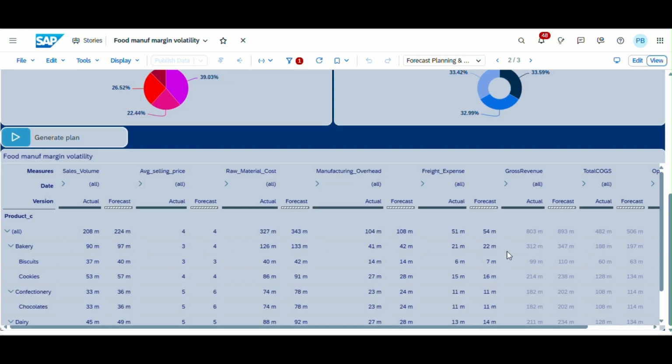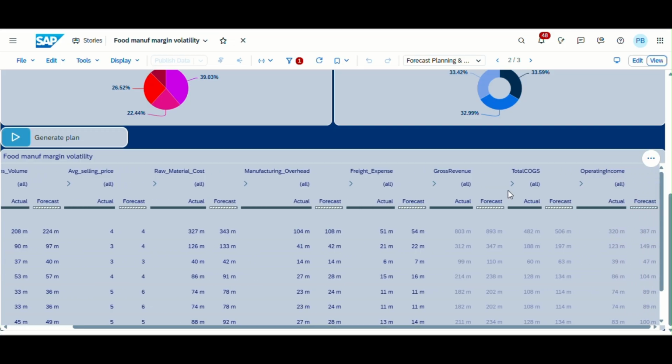Finally, we have the interactive planning table. This table provides a detailed comparison of actual and forecast values across key business measures, including sales volume, average selling price, raw material cost, manufacturing overhead, freight expense, gross revenue, total cost of goods sold, and operating income. Users can drill down from product categories into individual products while comparing actual performance with forecast values.